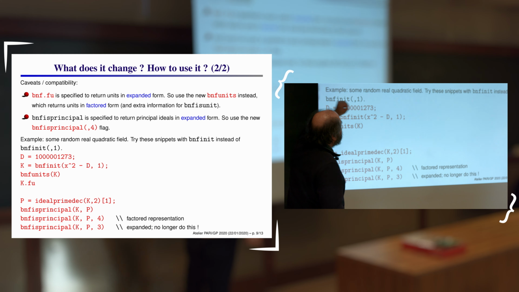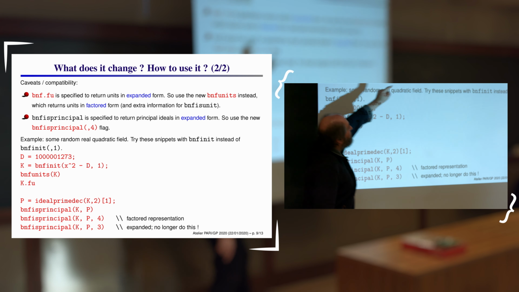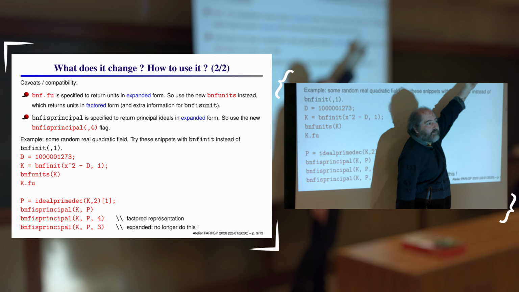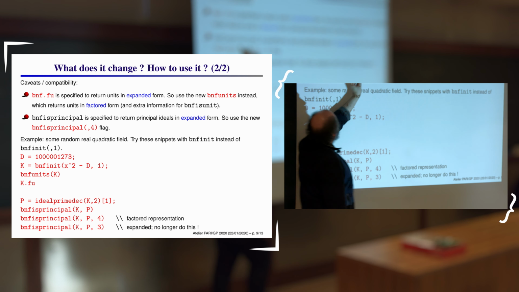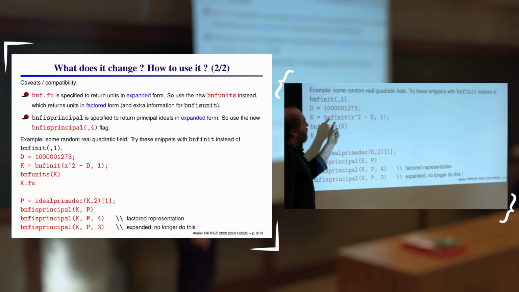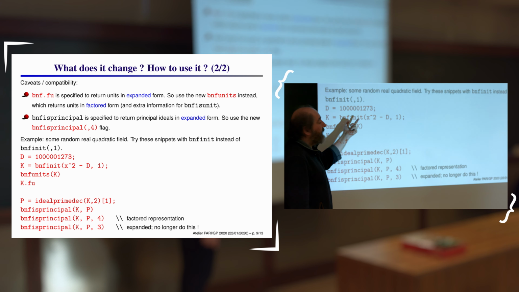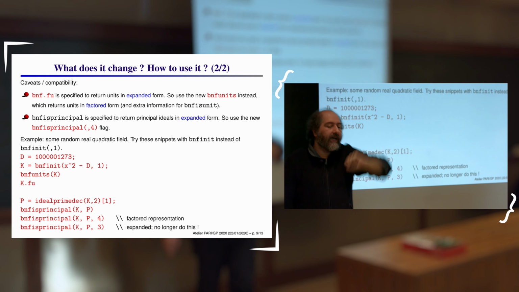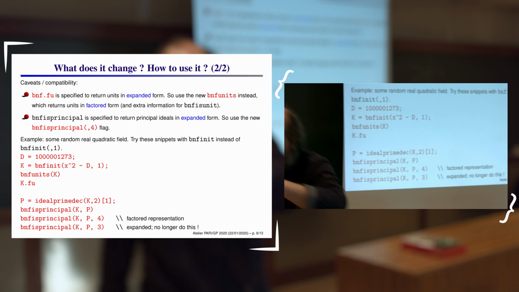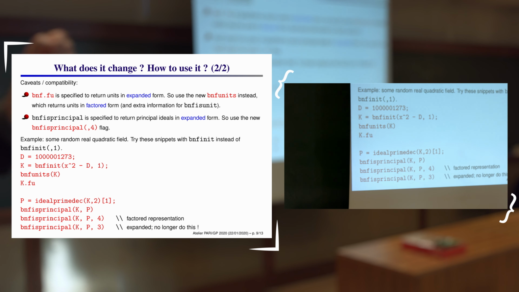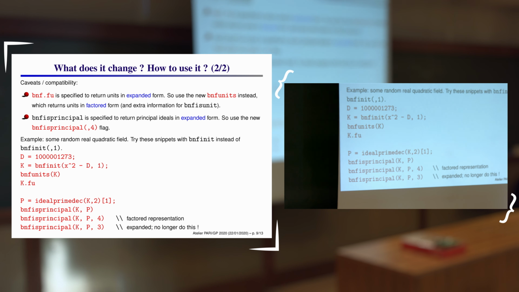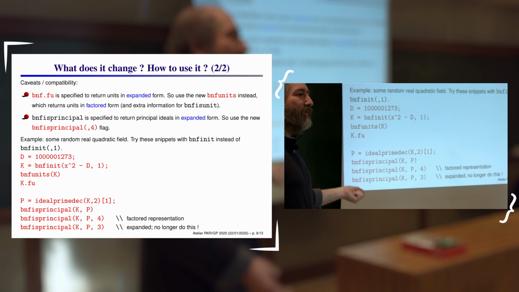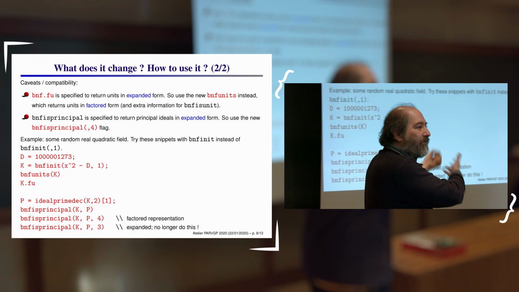Now there's a new flag for bnfisprincipal. So we've seen that BNF.foo is deprecated. You should use bnfunits to get the expanded representation. For bnfisprincipal, the default form is deprecated. You should use the new one. So the flag is actually a bit flag. There are many properties. One bit is there to say, I don't want to see the generator. One bit is there because it was there before and it serves no purpose, but we cannot remove it because it existed. So this is the first available bit.